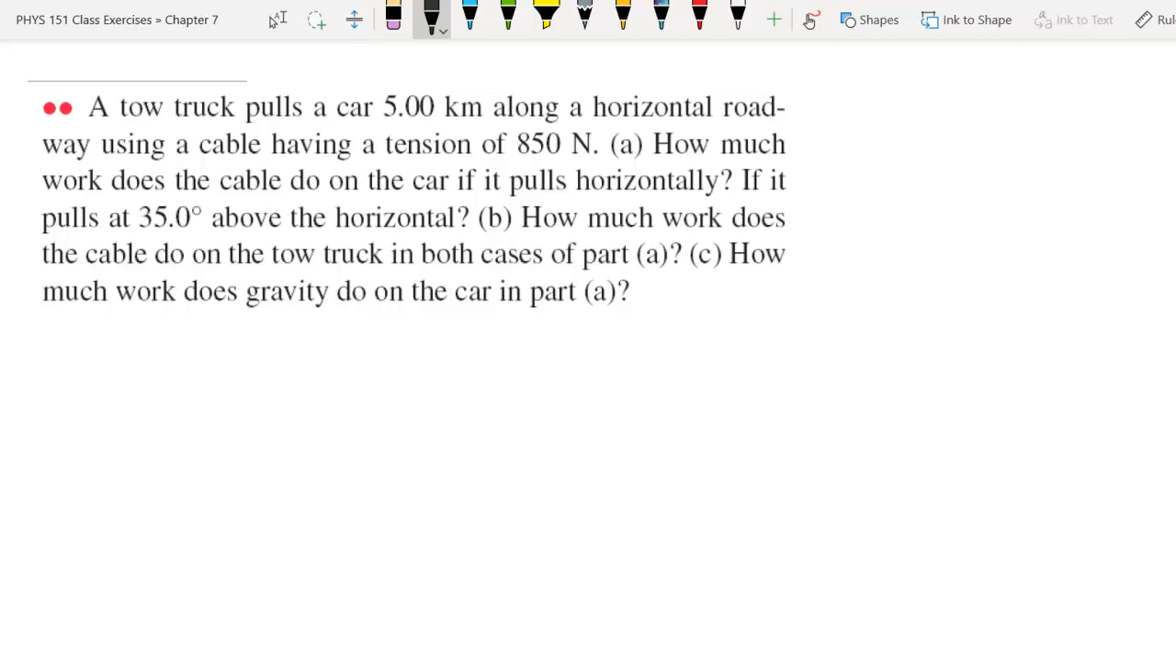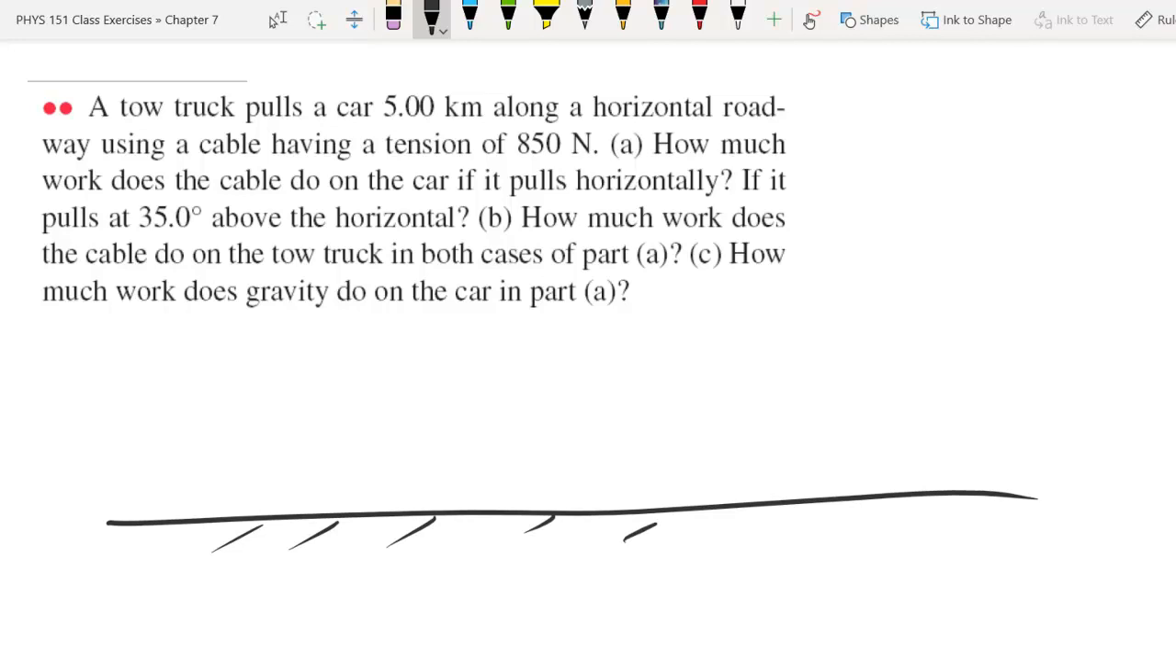All right, in this exercise, we have a truck pulling a car along a horizontal roadway to give us some tension in the cable. And we want to know, there's a few parts to this. In part A, how much work the cable does on the car if it pulls horizontally. So just a little picture here.